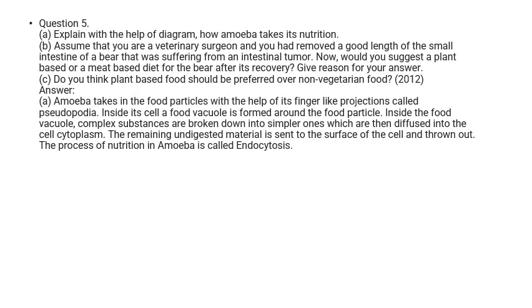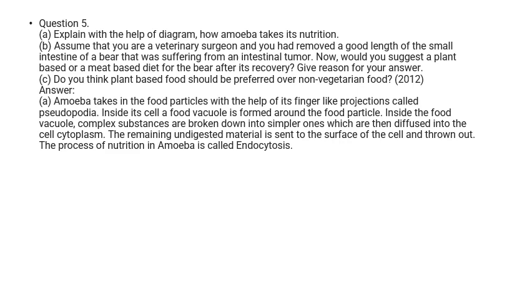The next question is, explain with the help of a diagram how amoeba takes its nutrition. And the second question is, assume that you are a veterinary surgeon and you have removed a good length of the small intestine of a bear that was suffering from an intestinal tumor. Now, would you suggest a plant-based or meat-based diet for the bear after its recovery? Give reason for your answer.